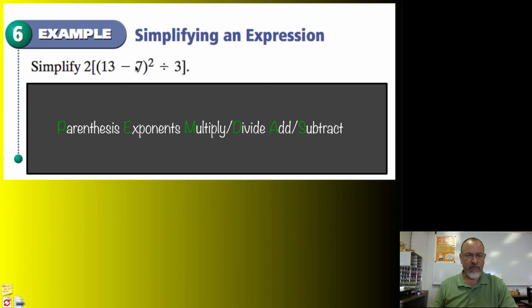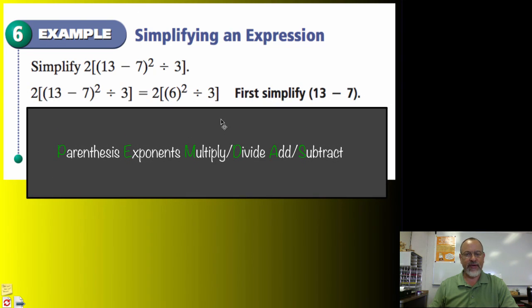So I need to take care of the operation within this parentheses first. Okay, so as we do that, we do 13 minus 7, which gives us 6, and that's squared divided by 3. Now notice that's within a grouping symbol. So that means within this grouping symbol now, I need to go through PEMDAS and take care of all of that inside of this grouping symbol.